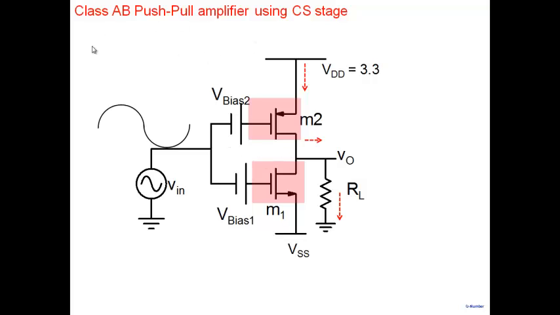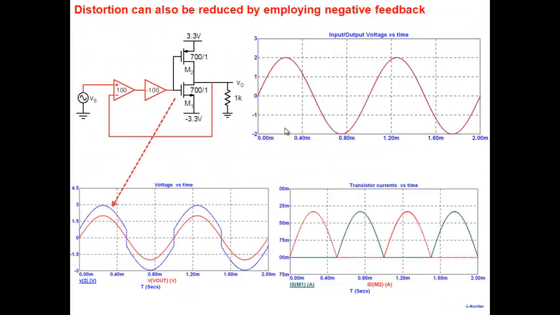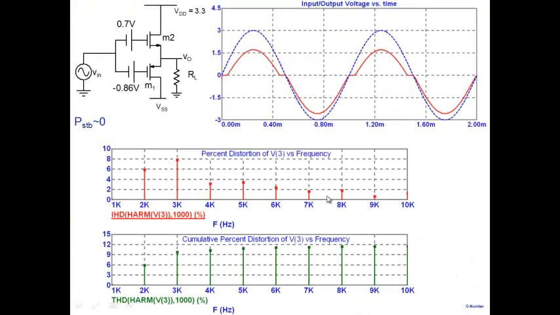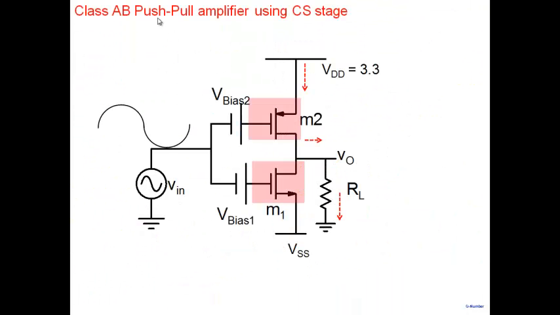Now, I didn't explain: class B is when the transistors are conducting only for 180 degrees. But when I bias it a little bit above threshold, the transistors are conducting for more than 180 degrees. If you go back to this part here, the transistor is conducting for more than 180 degrees. So that's a class AB operation. It's not class A; class A conducts all the time. Class B conducts only for 180 degrees. This conducts for more than 180 degrees, so we call it class AB operation. So that's a class AB push-pull amplifier using a common source stage.